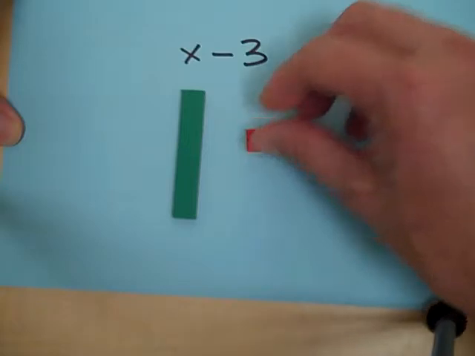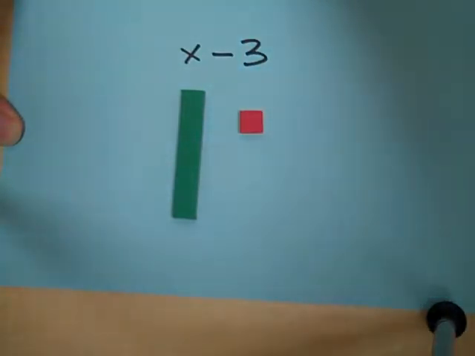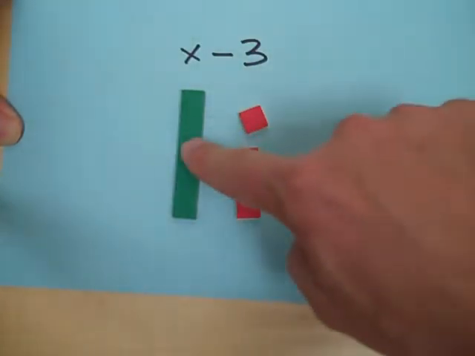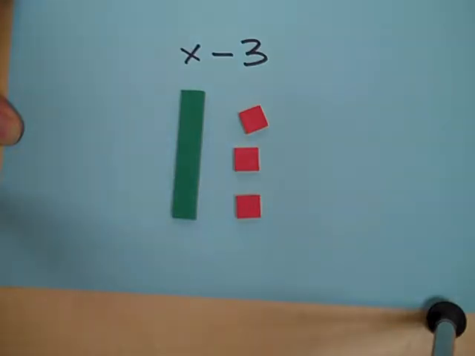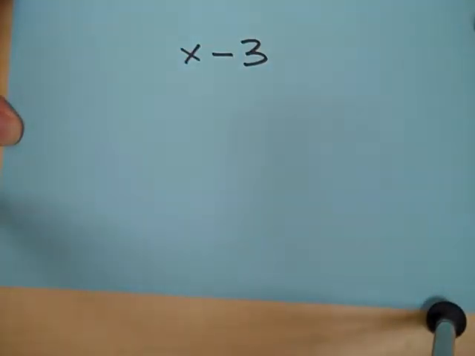So I'm going to go to my little cubes, and I remember that the red guys showed negative. So if I had 3 of these, this would then represent x minus 3. We got this, no problem. We can do this. Let's look at another example here.